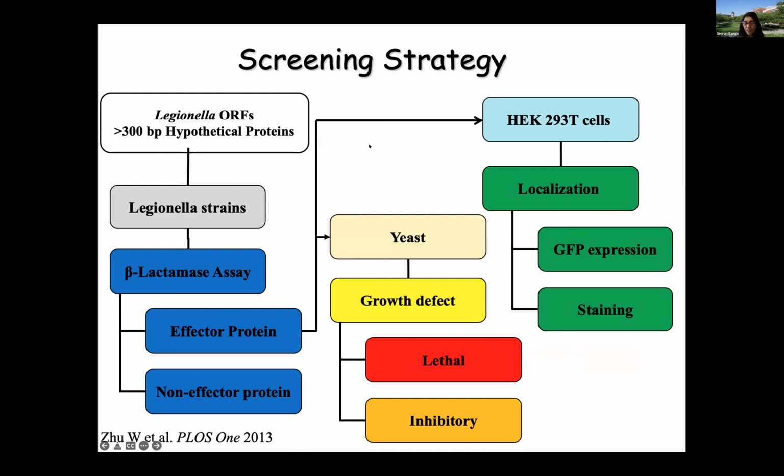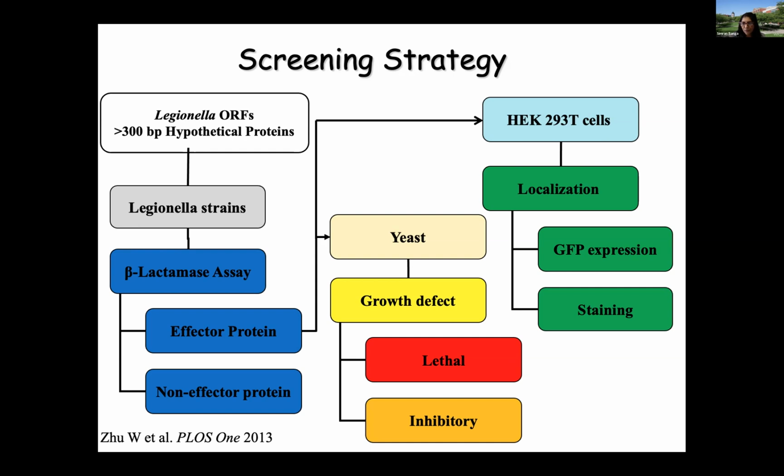So this bacteria has about 3,000 genes. What we did was a kind of high-throughput screen where we cloned all the hypothetical proteins over 300 base pairs. First, we wanted to check whether they can be translocated during an infection, that is, whether they can be secreted. So we did a beta-lactamase assay, and we found that over 300 effectors are actually translocated into the host cell, which is really a lot.